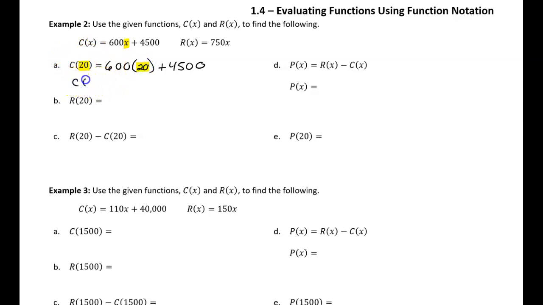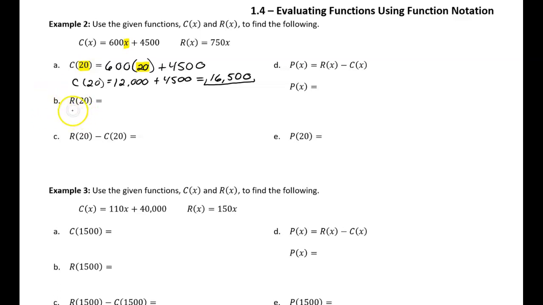Well, if I multiply this out, 600 times 20 is 12,000 plus the 4,500. We're going to end up with a value of 16,500. So that's my C of x. Right? That's actually my C of 20. When my x value is 20, the y value for that C function is the 16,500.